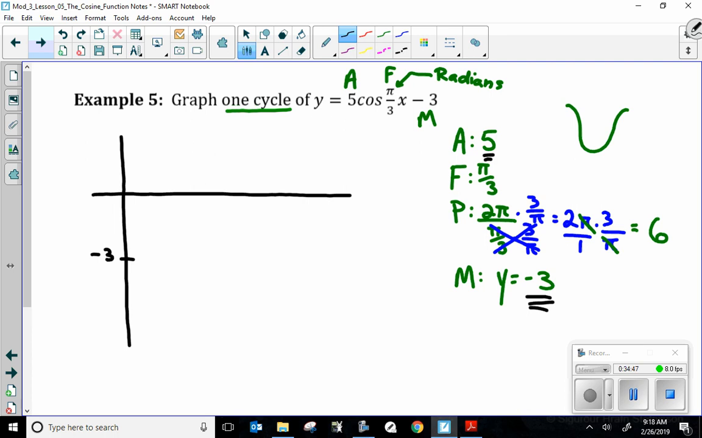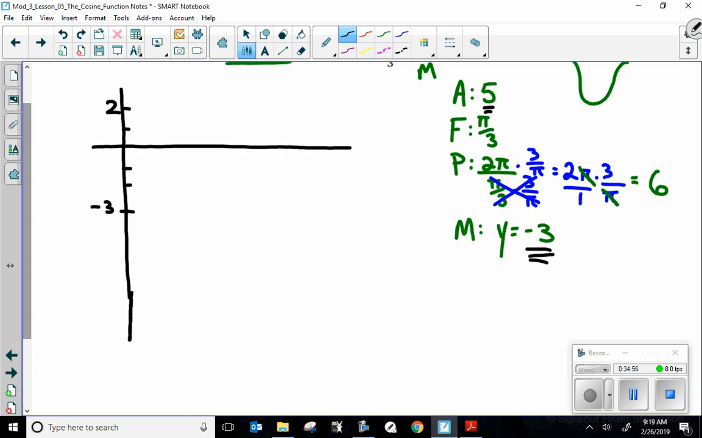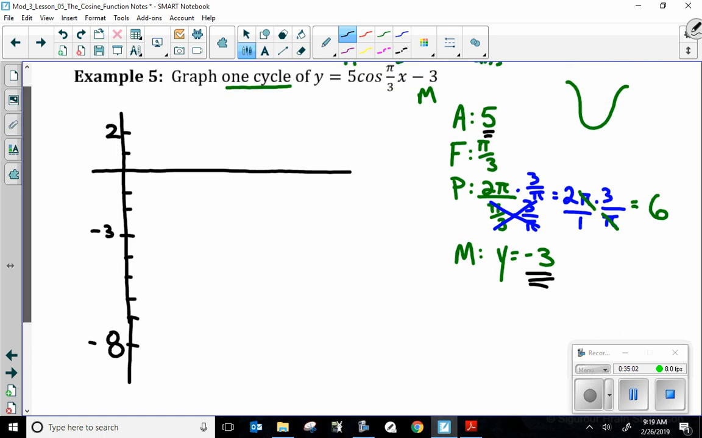So if I go up 5, I go -2, -1, 0, 1, 2. I go up 5 to positive 2. Then if I go down 5, negative 4, negative 5, negative 6, negative 7, negative 8. Okay, so I'm actually going from my midline up 5 to 2 and down 5 to negative 8.